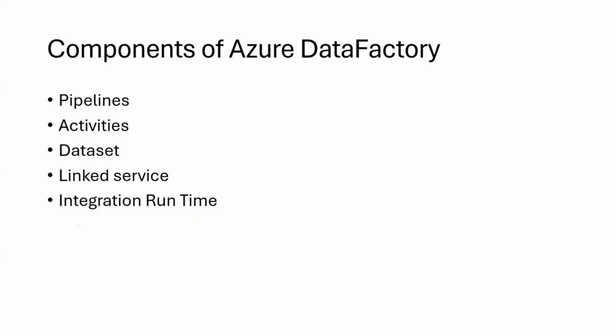Then we have link service. Is it understood, what are pipelines, what are activities and what is data set? Yes, does anyone have any doubts? Everything is clear?